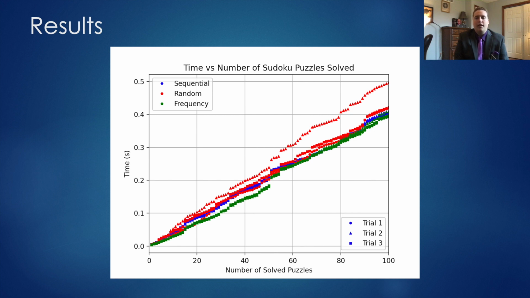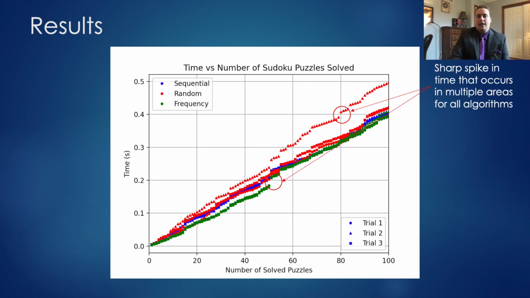than the original, but I did notice these spikes at around 50 and 80, and when I looked further into that, I realized that those puzzles actually had more empty squares, which just meant that they were going to take a lot more time than the other ones. So I decided to ignore these spikes because it happened in every single algorithm.